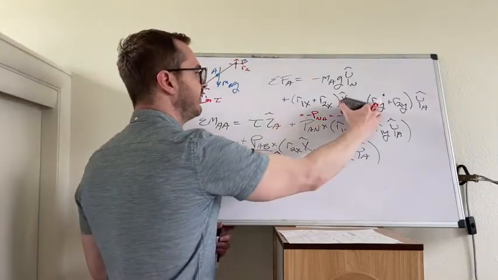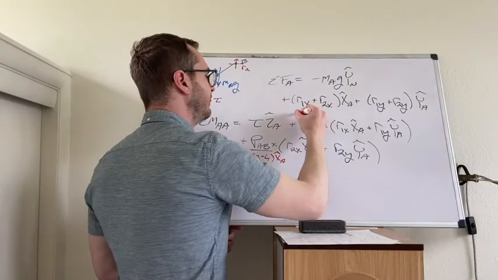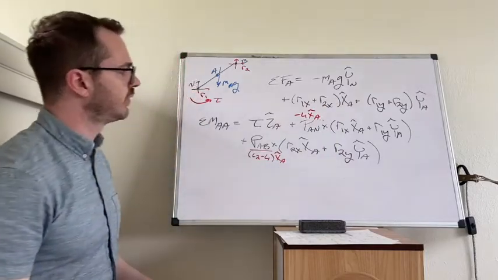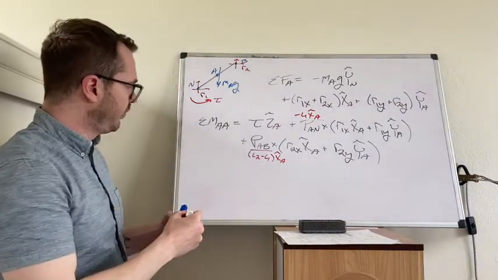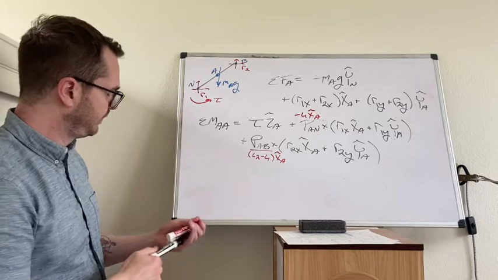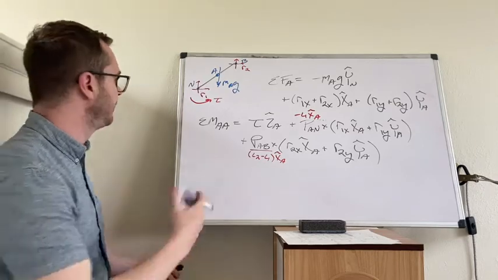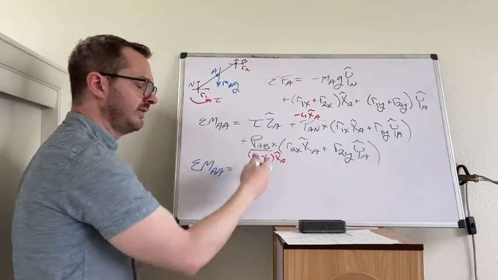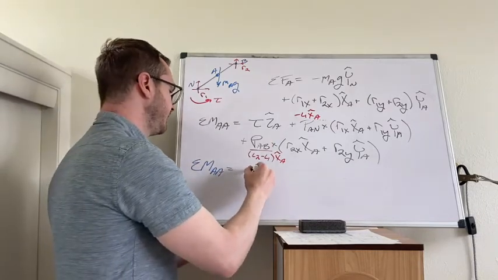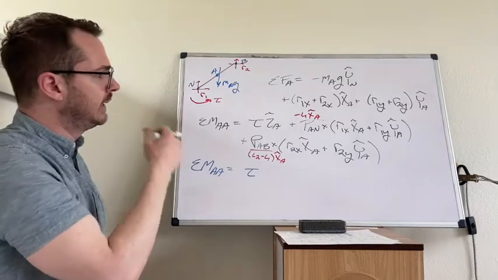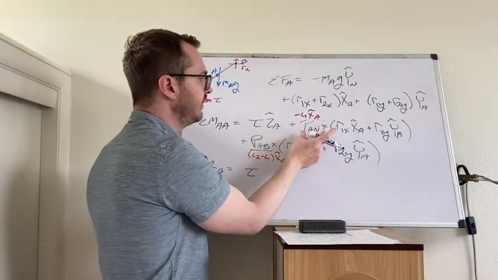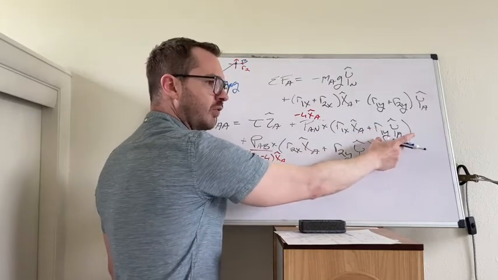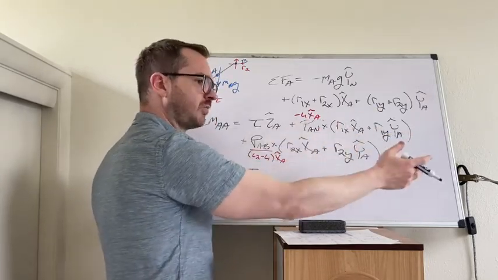I'm going to simplify this. This was negative L1 x hat A. Okay. So we want sum of moments. I'll put this one in blue. Sum of moments about A. I'm going to bring down our input torque. I'm just going to write it here as tau. Let's perform these cross products. Here is negative L1 x hat A cross a term in the x hat A and a term in the y hat A. We can distribute the cross product.